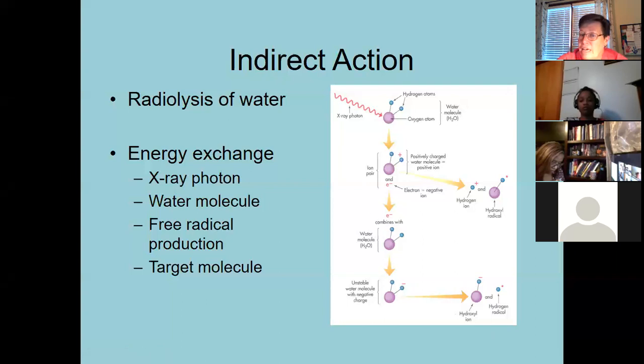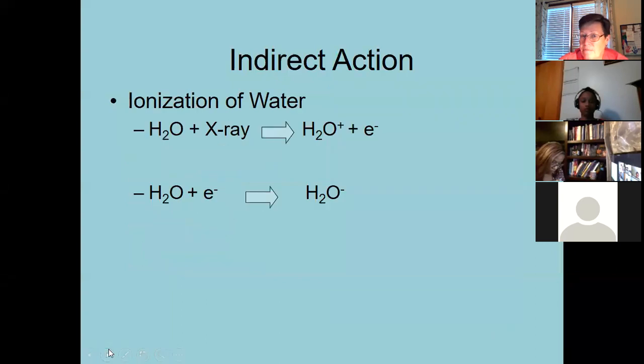So the energy exchange is from the X-ray photon to the water molecule. The ionized water molecules are unstable, so they dissociate into free radicals, and then the free radicals can damage the DNA.